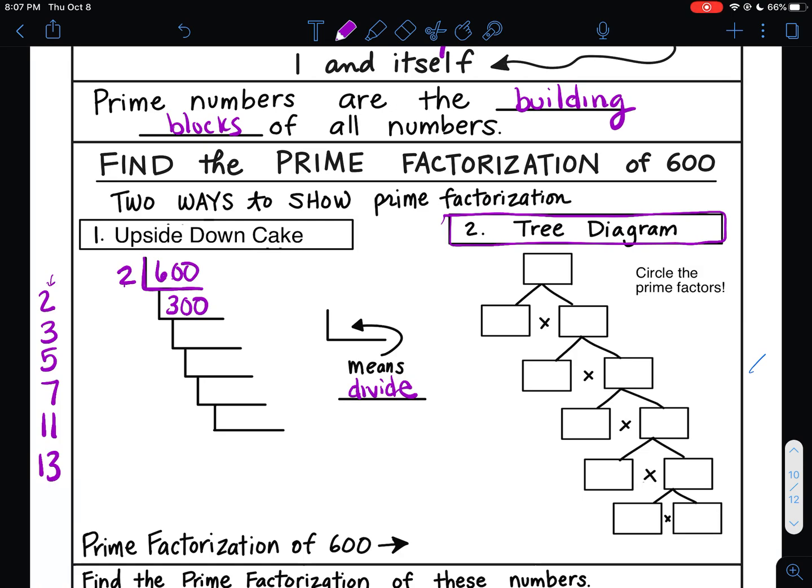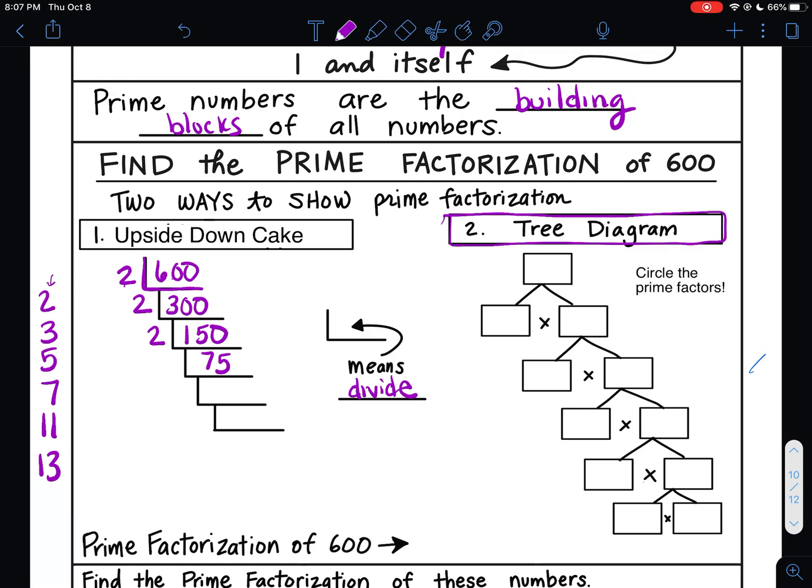Is 300 divisible by 2? It is. It's even. So we're going to divide by another 2. 300 divided by 2 is 150. Okay, so 150. Is that divisible by 2? It is. So divide out another prime 2. 150 divided by 2 is 75. Make sure you're writing this down as I'm writing it down.